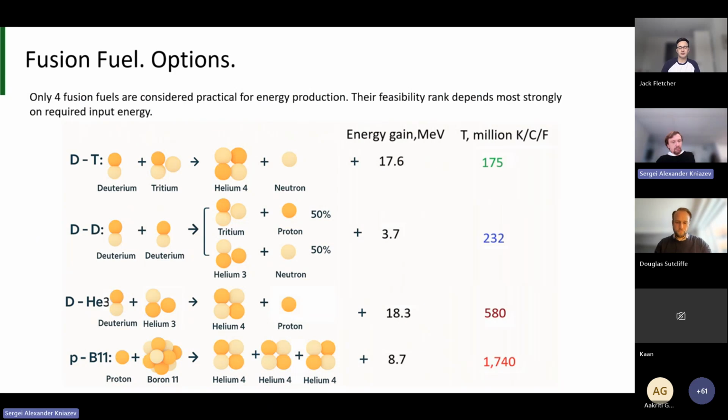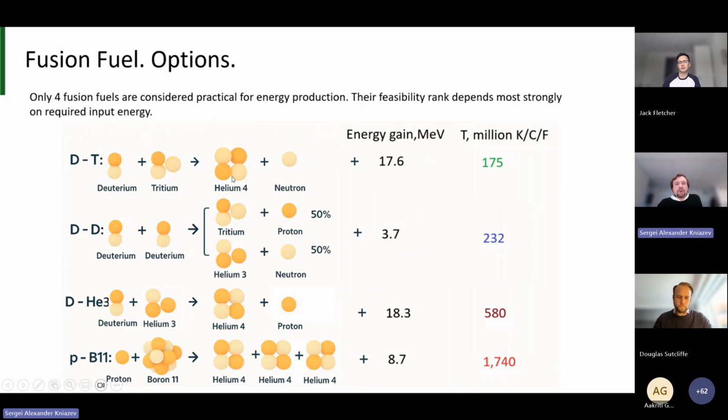When you hear discussion about fuel, you will hear about only these four reactions, or even only about three: deuterium-tritium, deuterium-helium-3, and proton-boron-11. So the most popular one is deuterium-tritium.